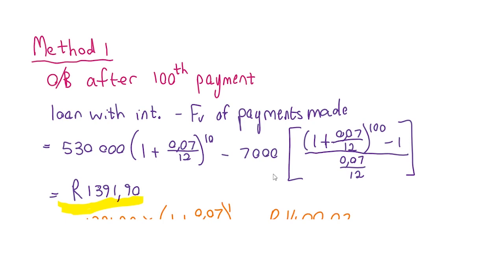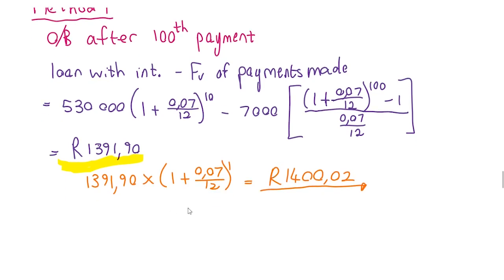Now in the next month, the bank charges 1 month's worth of interest. That's been calculated over here. And we get a final amount owing, which is the last lesser payment of 1,400 Rand and 2 cents. That's the one way of working it out.